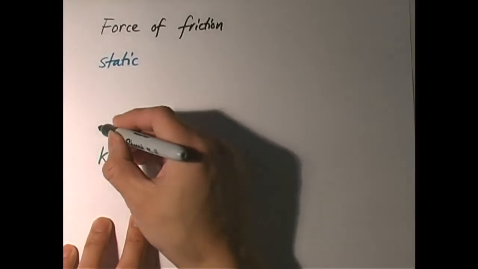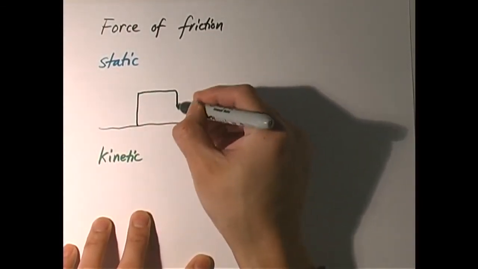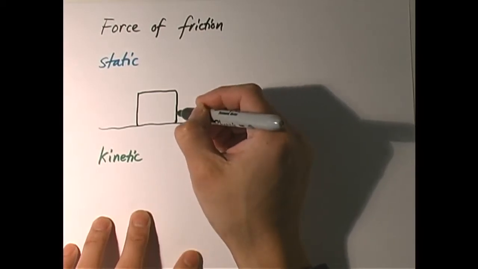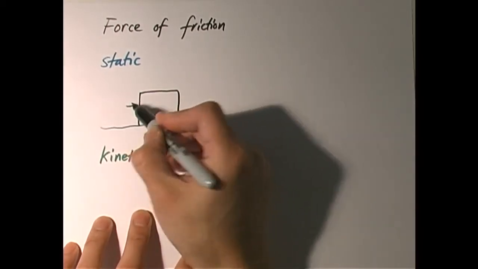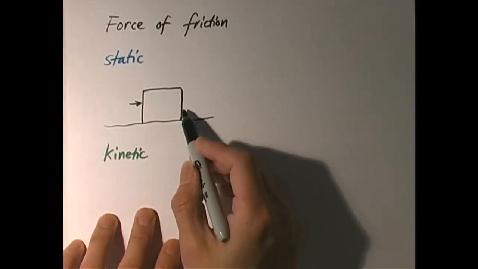Let's take a look at static friction. Suppose I have a rough surface with a heavy box sitting on it. And I'm going to give a force to push it. Since the surface is so rough, nothing happens. The box stays put. What did I tell you?